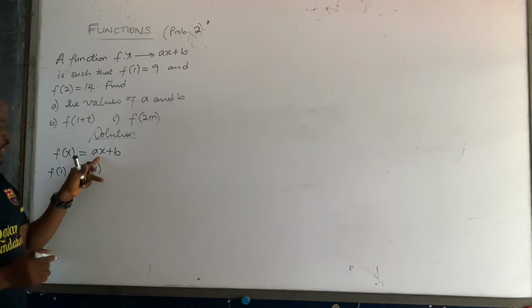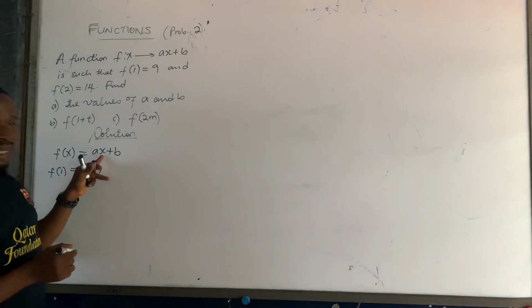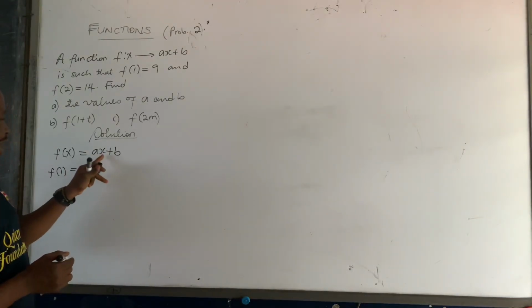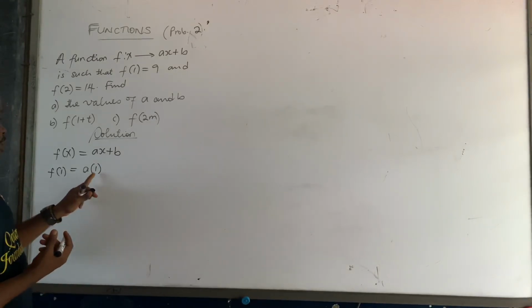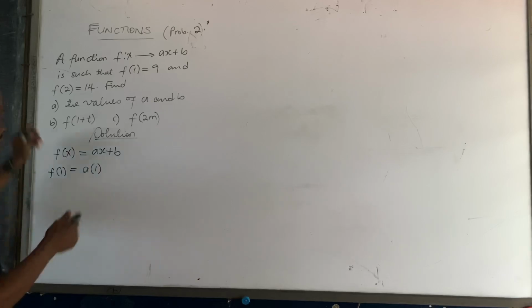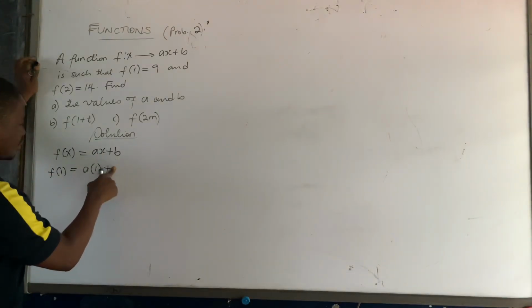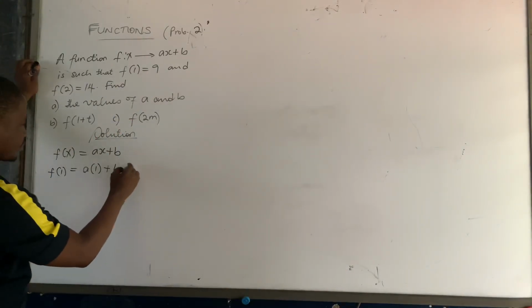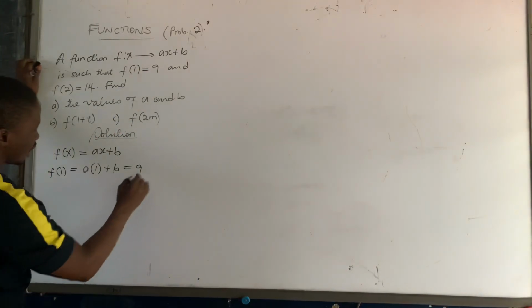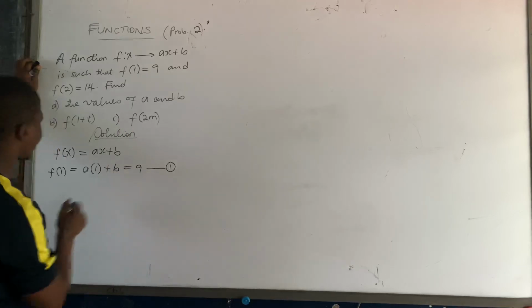So why does this notation change to this? Ax simply means a multiplied by x. So if x is represented by 1, then we can say a times 1, then we say plus b. So all this is equal to 9. Let us say this is the first equation.